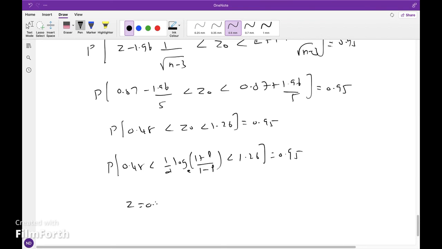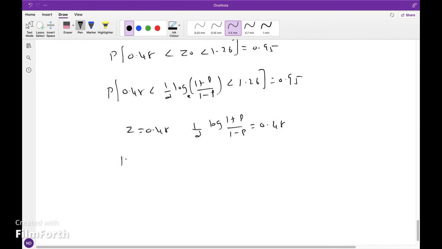So z equal to 0.48: 1/2 into log (1 + rho)/(1 - rho) = 0.48. Cross multiply and take the exponential form, so (1 + rho)/(1 - rho) is equal to 2.611, or rho is equal to 0.45.